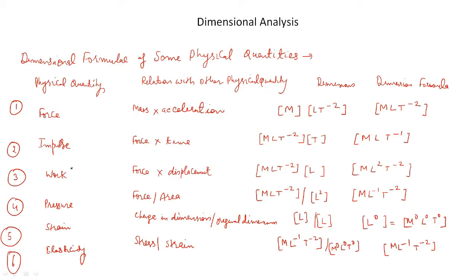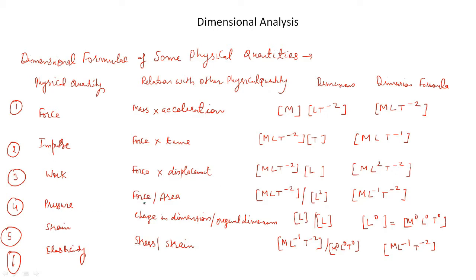Then work or energy will have the same dimensional formula, and it is defined as force into displacement. Force has the dimensional formula MLT to the power minus 2, and displacement is defined as length, so it will have the dimensional formula L, so it will be ML square T to the power minus 2.